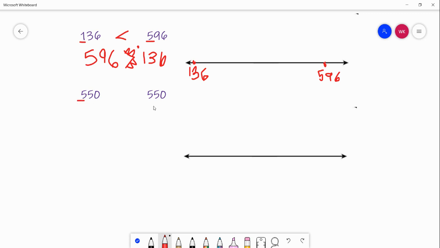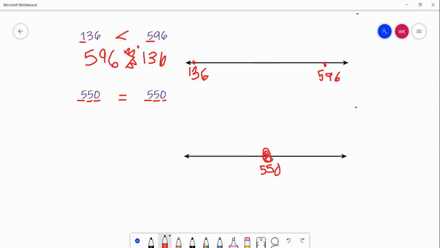So we are going to look at the hundreds place first. Okay, they both have the same value. They both have that 5. Let's look at the tens place. Okay, they both have the same value. They both have the 5. Now let's look at the ones place. They both have the same value. They both have the zeros. So that means these two numbers are equal to each other. 550 equals 550. So I am just going to make one big dot and put 550, because they would be on the same spot on this number line because they are the same number.